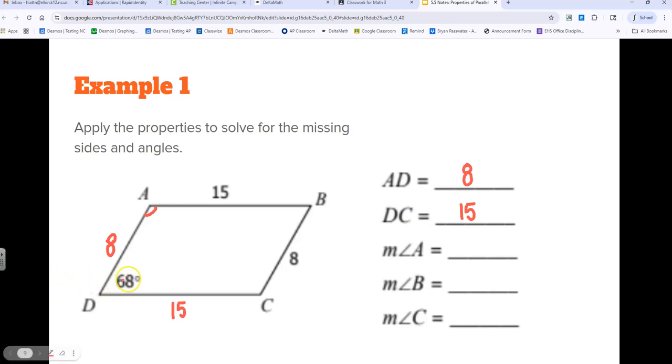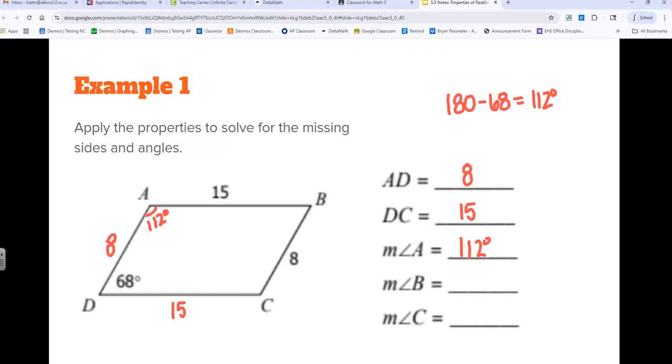All right, so this is 68, and I want to know what A is. What would I do, Samara? Perfect. 180 minus 68, which is going to give us 112. So 112 degrees, because the two angles on that same side have to add up to 180 degrees.